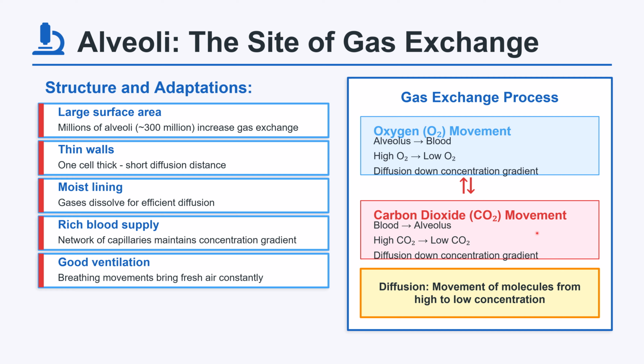Carbon dioxide movement moves from the blood, high concentration, into the alveoli, low concentration, to be exhaled. Blood to alveolus, high concentration of carbon dioxide to low concentration of carbon dioxide, diffusion down the concentration gradient. So what is diffusion? Movement of molecules from high to low concentration.